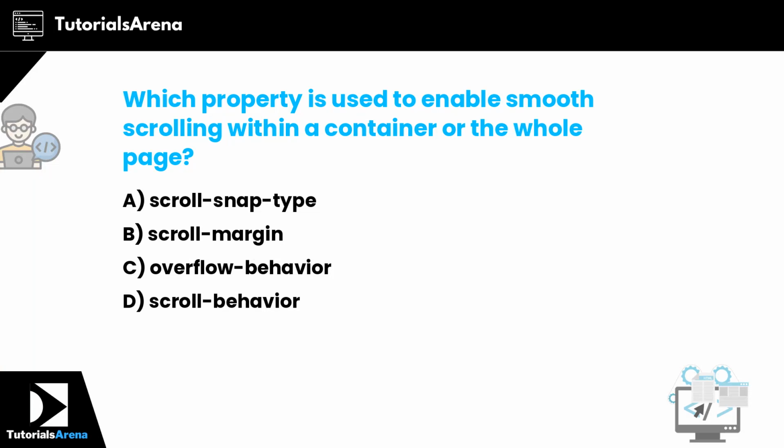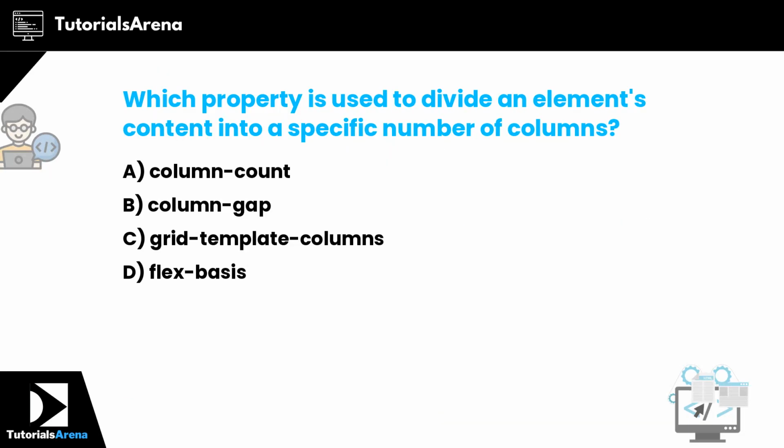Which property is used to enable smooth scrolling within a container or the whole page? The correct answer is option D, scroll-behavior. Which property is used to divide an element's content into a specific number of columns? The correct answer is option A, column-count.